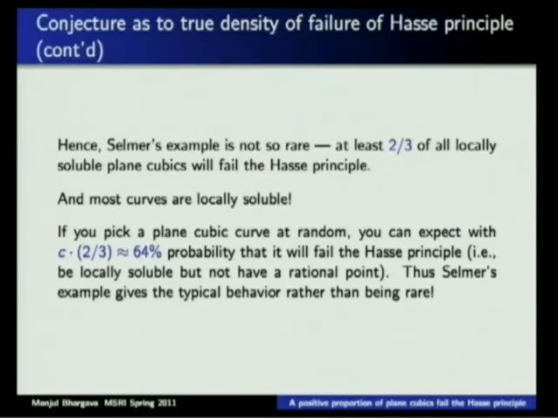Yeah, a 64% chance. Okay. Right. Okay, so that's what I feel it is. So I feel that it's about a 64% chance, if you pick a random plane cubic, that it will fail the Hasse principle.